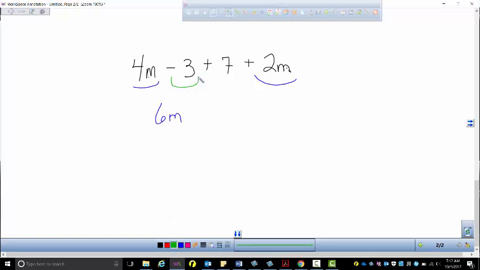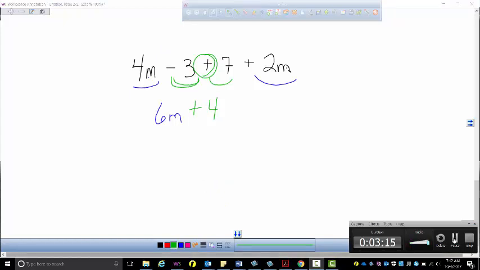And then we have negative 3 and a positive 7, so they are different. So that means we have to subtract. So 7 minus 3 is 4. And then I have to decide which one is bigger. Well, 7 is bigger and it has the plus, so it's going to be plus. Okay, let's try another one here.